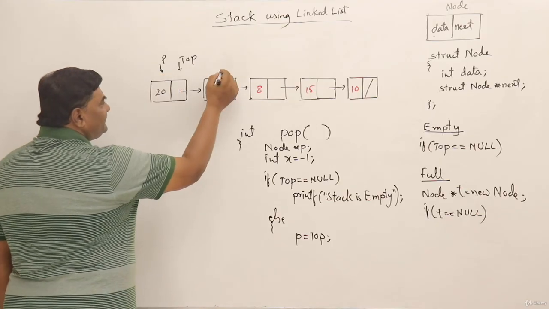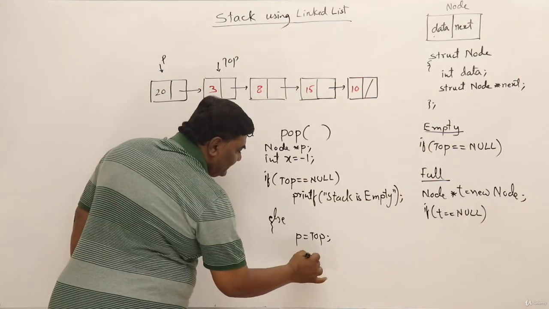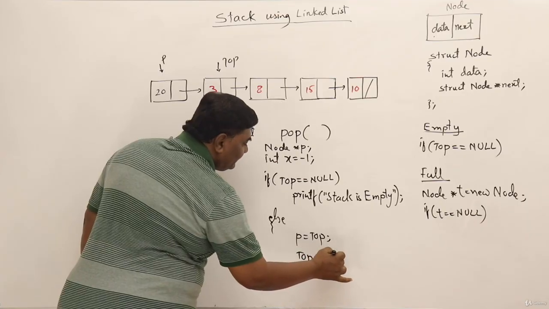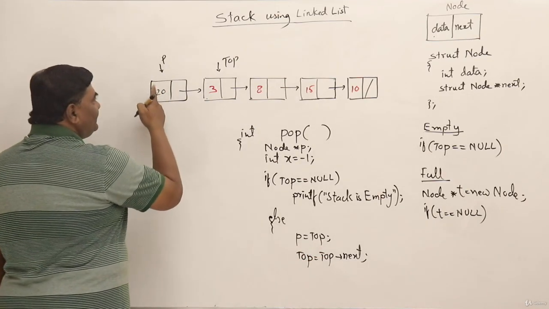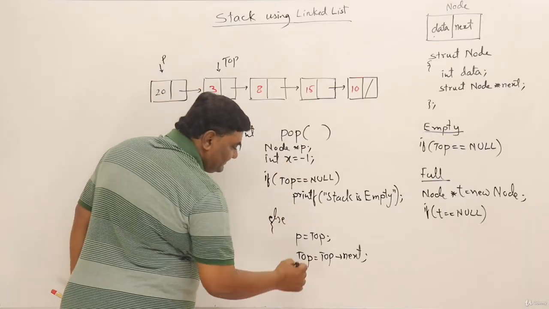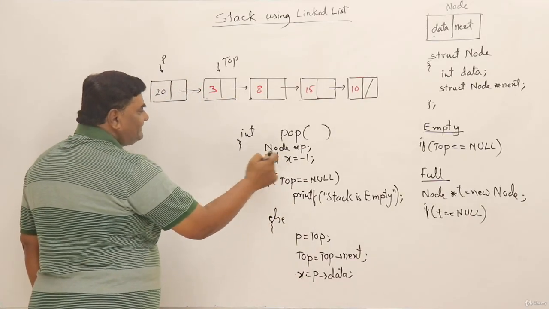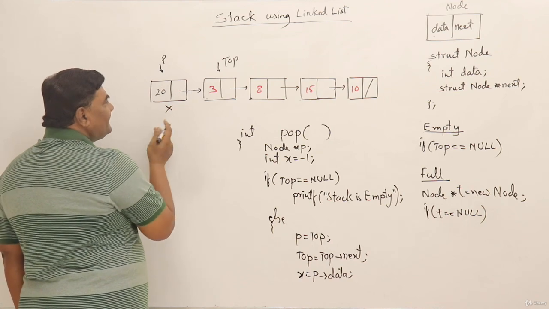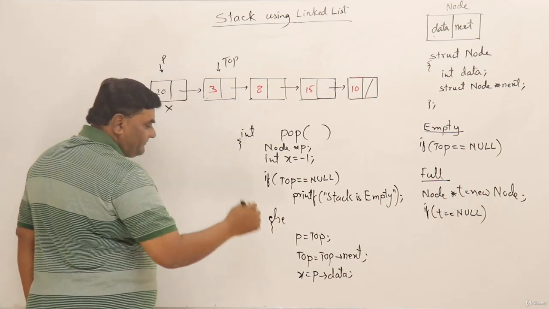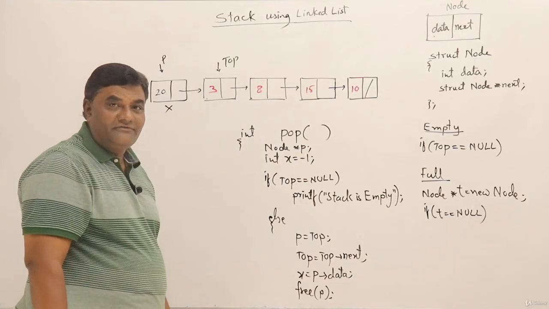Now move top to next node. Top should move on to the next node. Top assign top's next. Then take out this data. P's data, take out in variable x, x assign p's data. So this data is taken in variable x. Then delete the node. So this node will be freed. Free p. Even I can write delete p or free p.